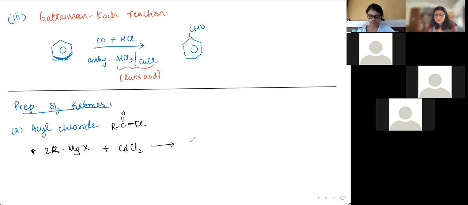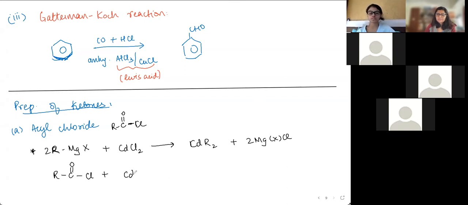Take 2 of this. You get CdR2 plus 2 MgXCl. So if you've taken Cl here, you get MgCl2 basically. And if you've taken some other halogen, you get that compound as the product. So now this CdR2, make it react with acyl chloride, and they will get effectively reacted.